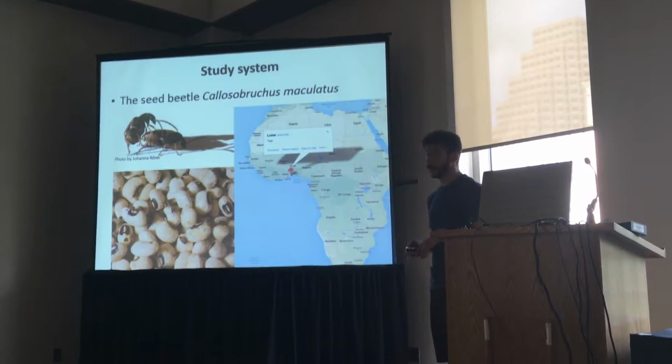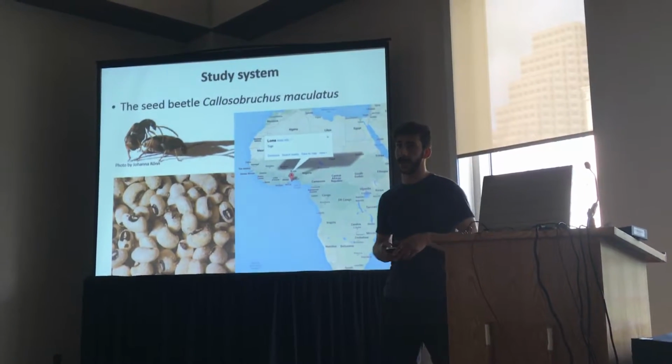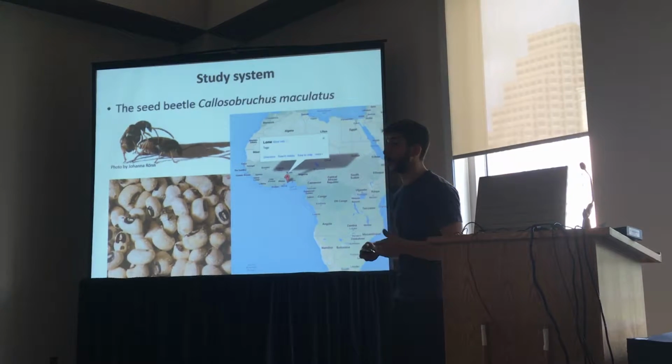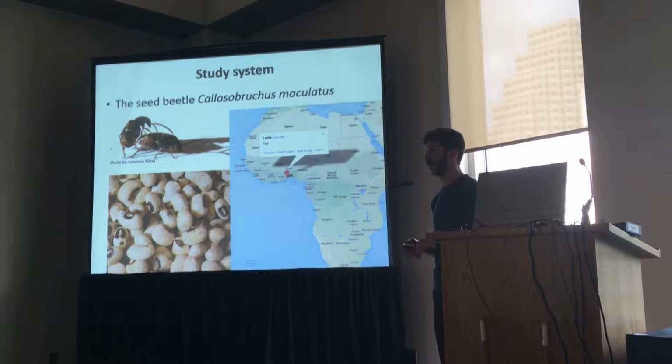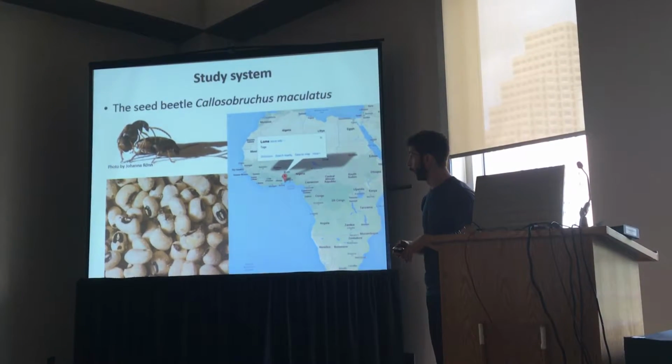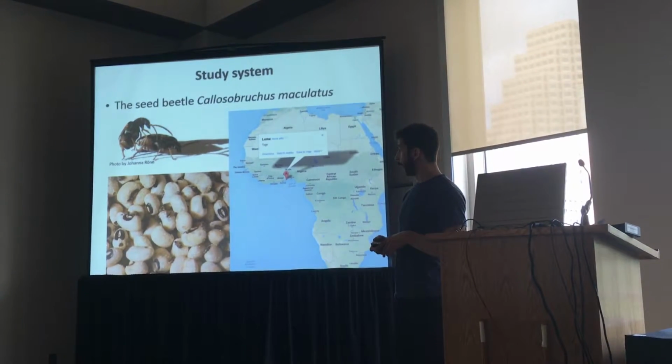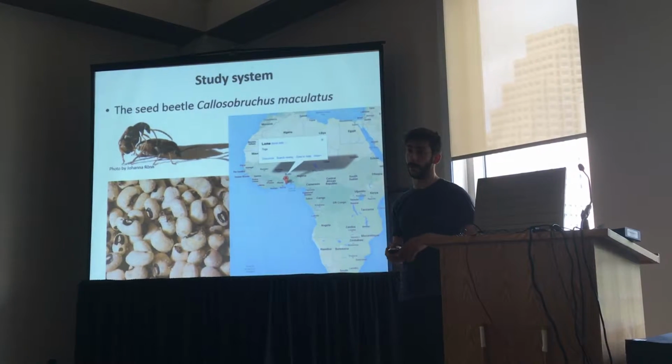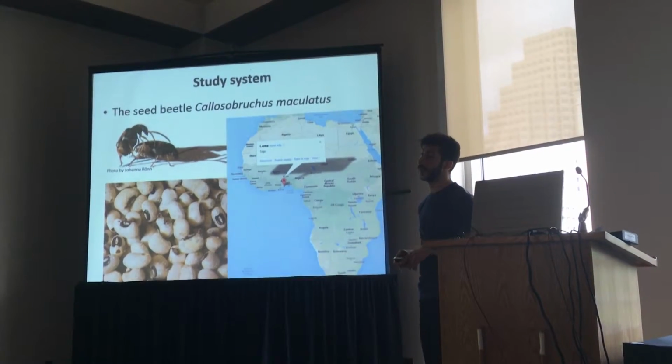We use a seed beetle called Callosobruchus maculatus. They lay their eggs on beans. They develop inside of the bean. They emerge as reproductively mature adults. It makes them nice to work with in the lab. They don't need food or water as adults. They just reproduce. So our fitness assays in the lab are quite relevant to what they experience in nature.